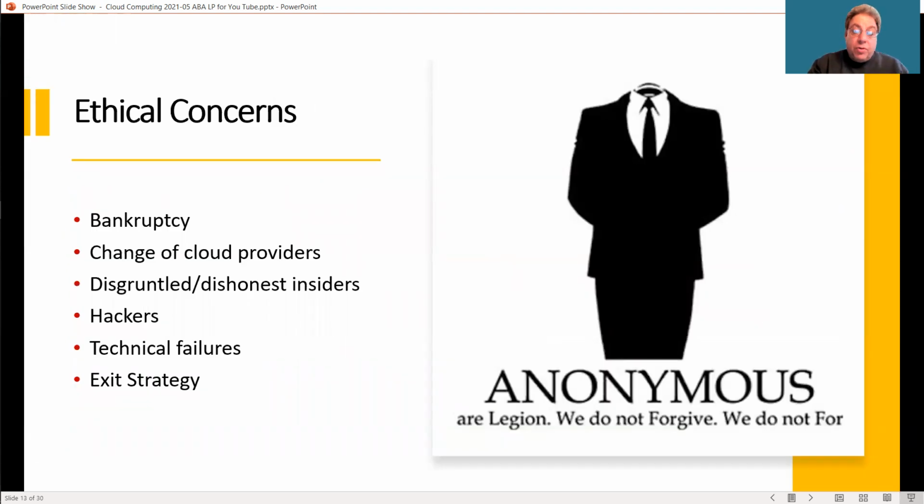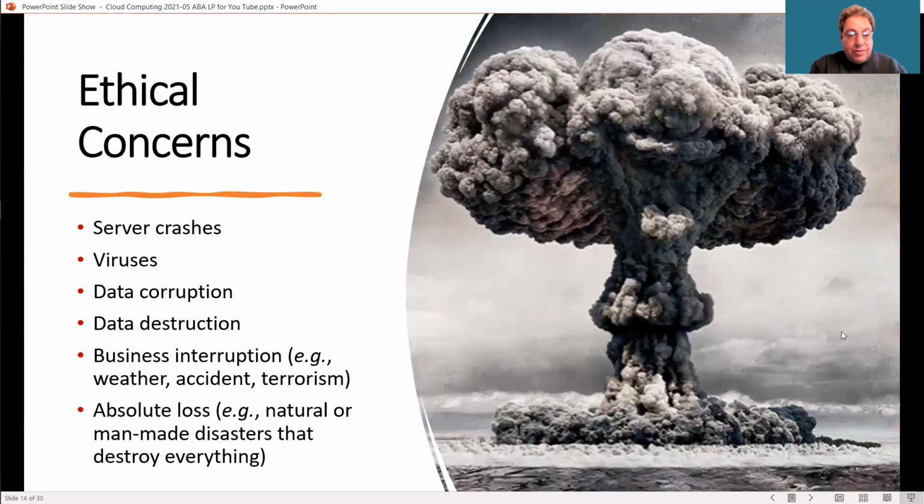Other concerns, of course, are what happens if the provider goes bankrupt, or you change providers, or you're hacked, or your provider is hacked. Those are all practical considerations that you need to think about, because often it's not the law firm or the lawyer that's hacked, it's the cloud vendor, and you need to be prepared for that. One of the things you can do, which I'm not going to get into detail here, but put in the thought in your mind, is to obtain cyber insurance.